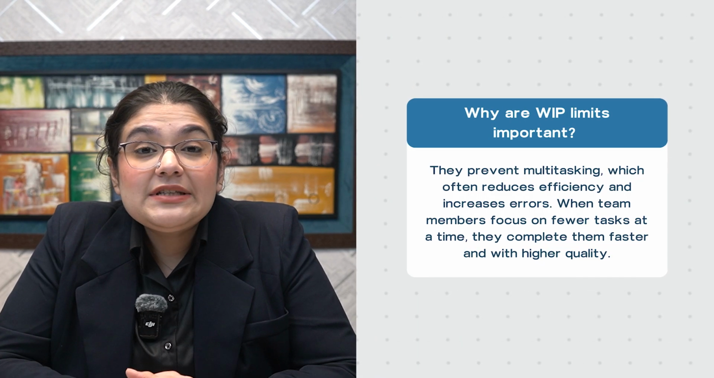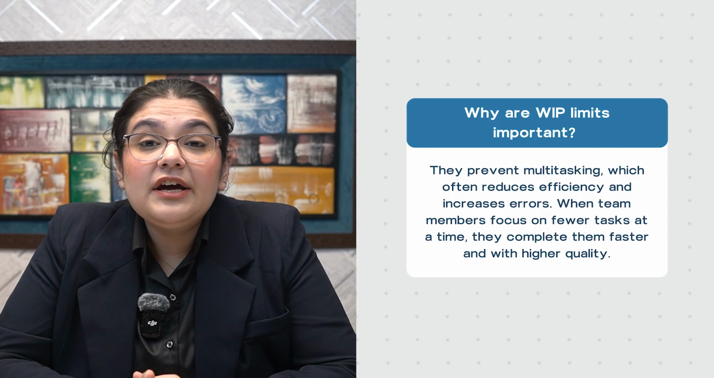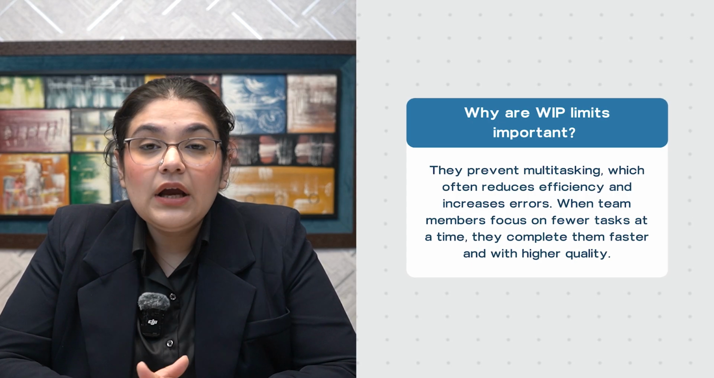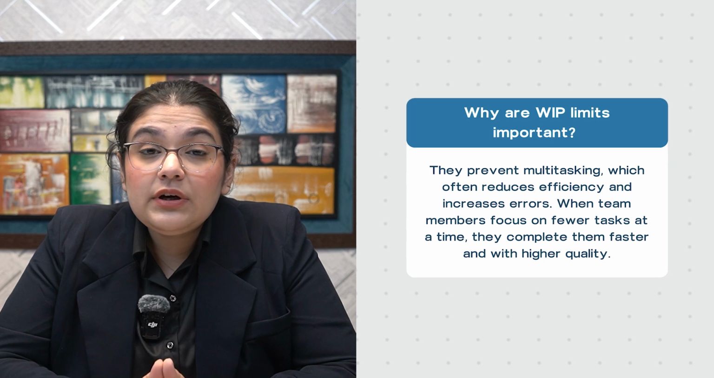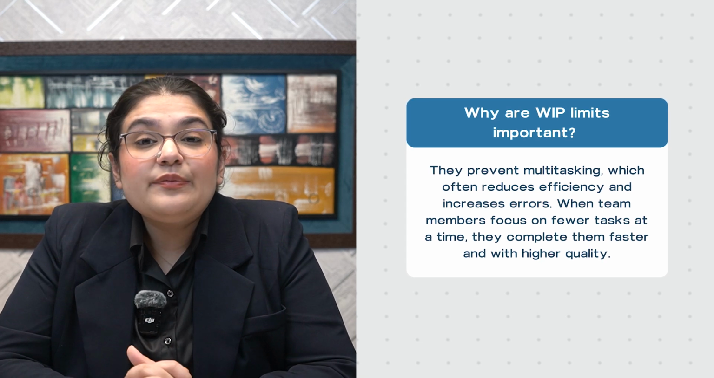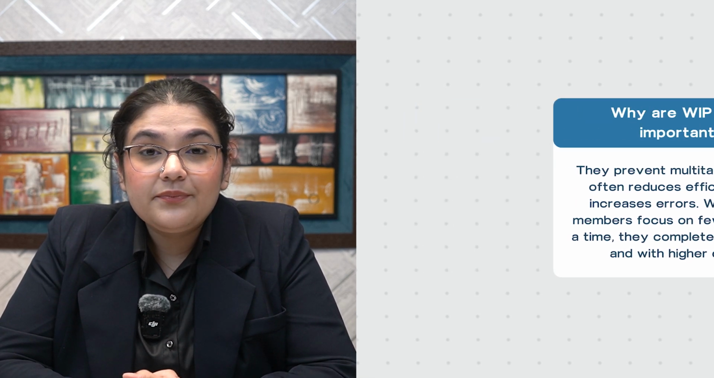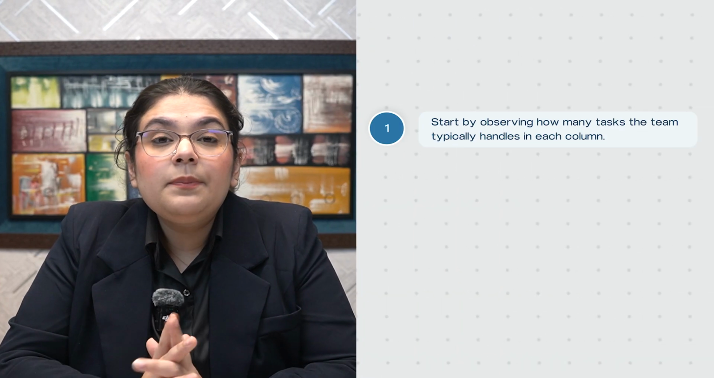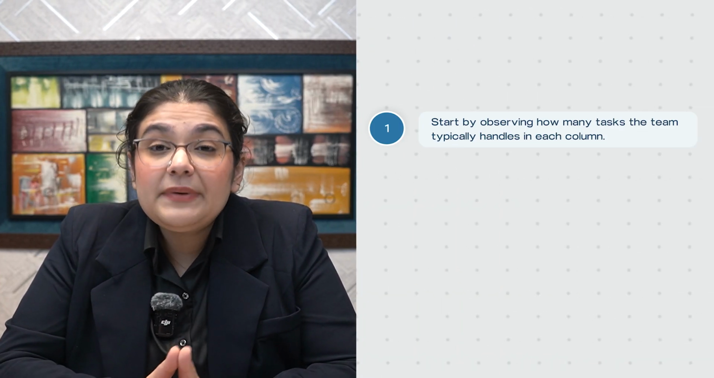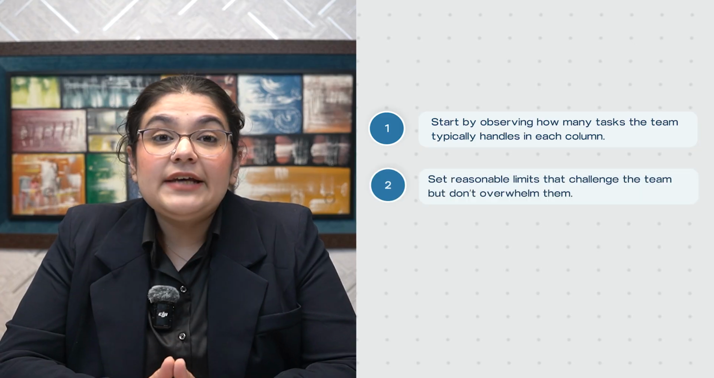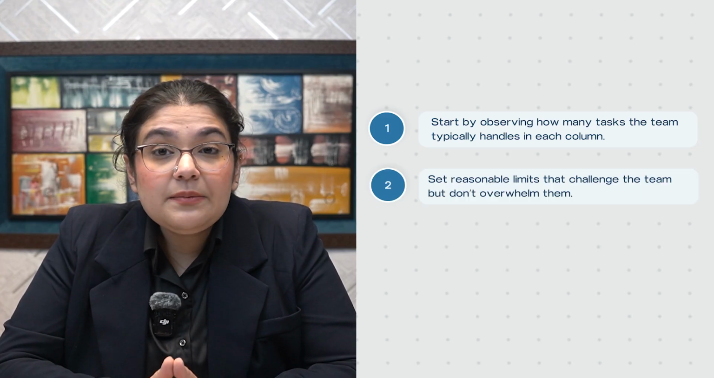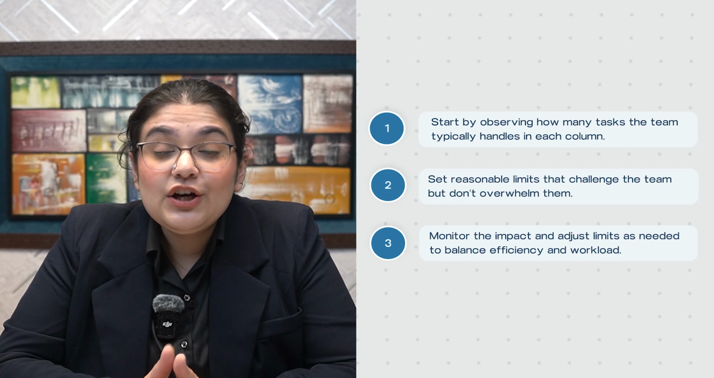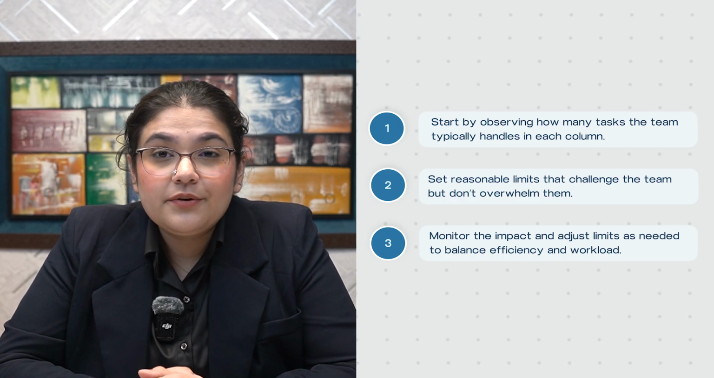Why are work in progress limits important? They prevent multitasking, which often reduces efficiency and increases errors. When team members focus on fewer tasks at a time, they complete them faster and with higher quality. To implement WIP limits effectively, start by observing how many tasks the team typically handles in each column. Set reasonable limits that challenge the team but do not overwhelm them. Monitor the impact and adjust limits as needed to balance efficiency and workload.